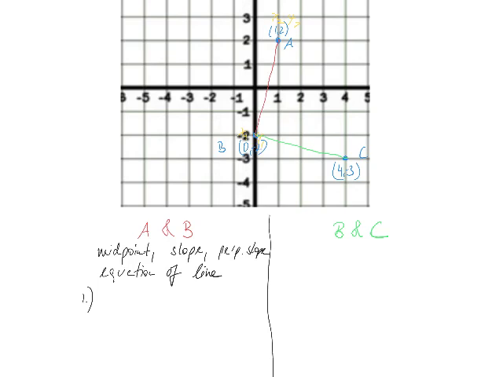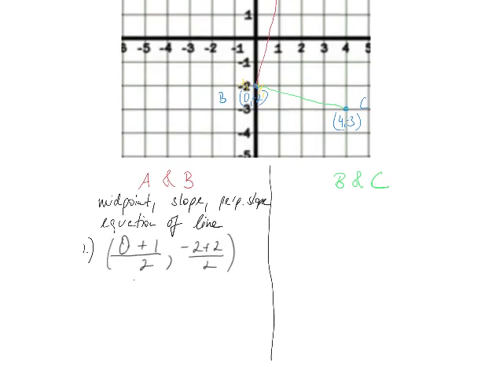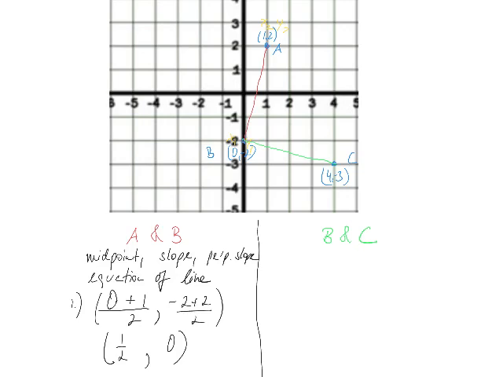That would be (0 + 1) over 2, and then (-2 + 2) over 2. So that would be 1/2, and -2 plus 2 is 0. So 1/2, 0. Yeah, that midpoint would be about here.